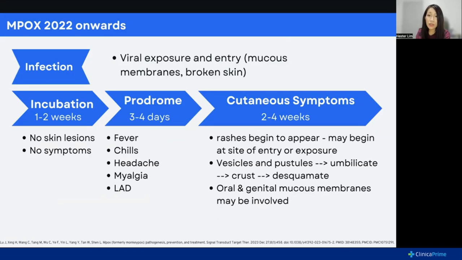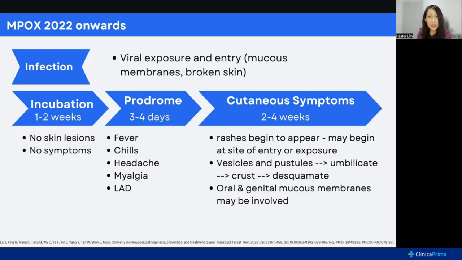Of course, the infection occurs when there is viral exposure and entry into mucous membranes and broken skin. There is an incubation period of 1 to 2 weeks and a prodrome period of 3 to 4 days. And it's during this prodromal period where patients will manifest with fever, chills, headache, myalgia, and lymphadenopathy. Subsequently, they then develop cutaneous symptoms over the next 2 to 4 weeks.